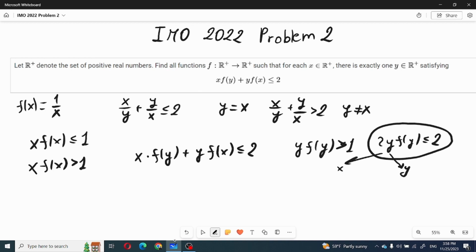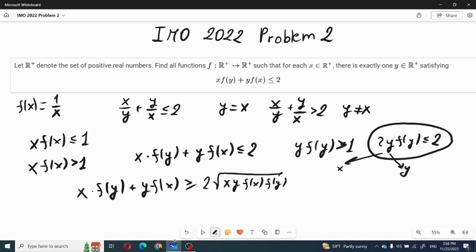So y times f(y) must also be greater than 1. And now if we write the arithmetic mean and geometric mean inequality for these numbers, we get that x times f(y) plus y times f(x) is greater or equal to 2 times the square root of xy times f(x) times f(y). But we know that x times f(x) is more than 1, and y times f(y) is also more than 1. So this number is more than 2. So we get that x times f(y) plus y times f(x) is more than 2. And clearly this is a contradiction.